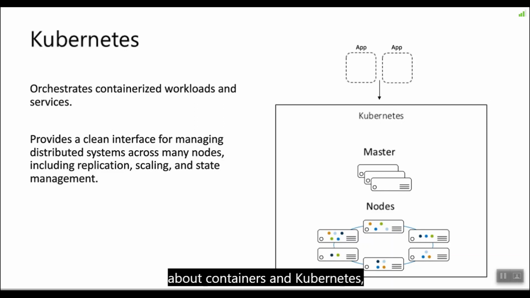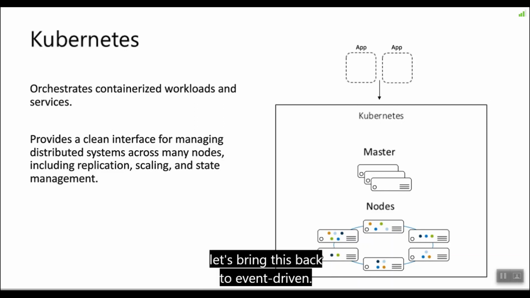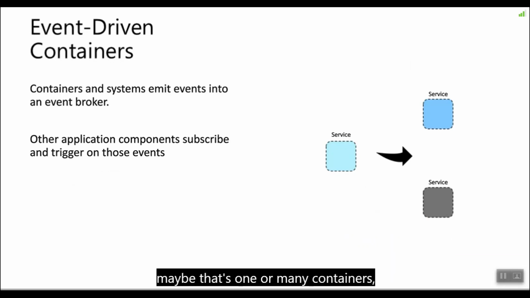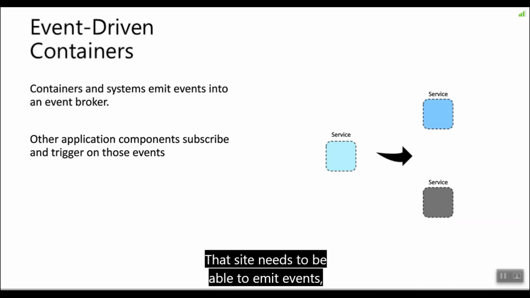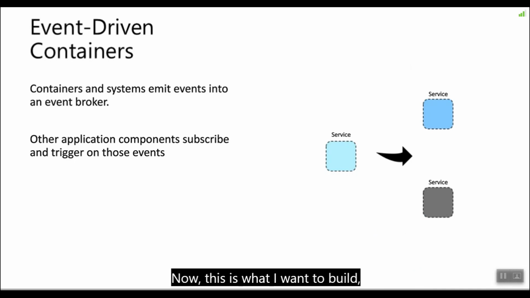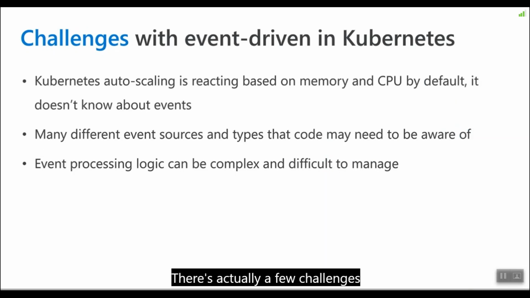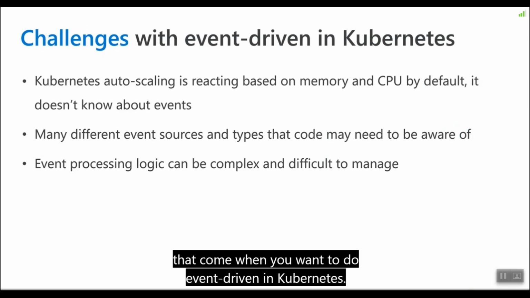So now that we understand a little bit about containers and Kubernetes, let's bring this back to event-driven. Because what I want to happen with event-driven containers is I want to be able to publish some service. Maybe that's one or many containers, like my e-commerce site. That site needs to be able to emit events. And based on those events, I want to make sure that I can subscribe or listen to those services as they're being published. Now, this is what I want to build, but out of the box, this might not actually be a super natural fit for Kubernetes. There's actually a few challenges that come when you want to do event-driven in Kubernetes.